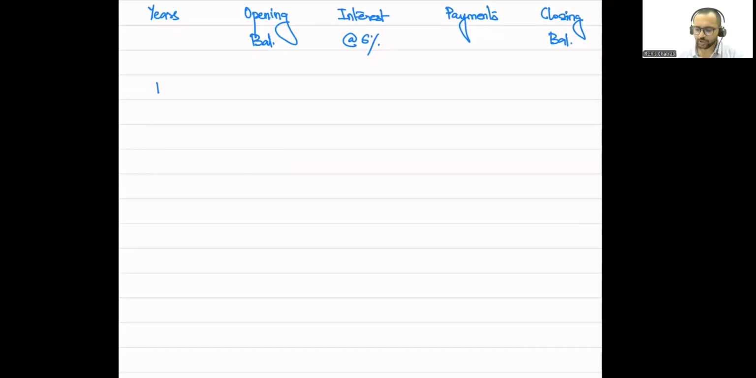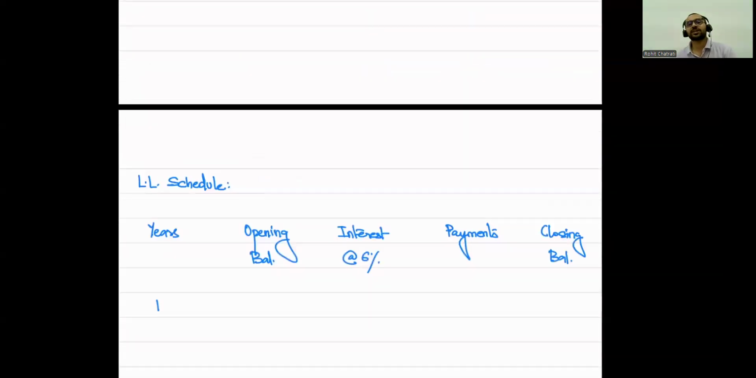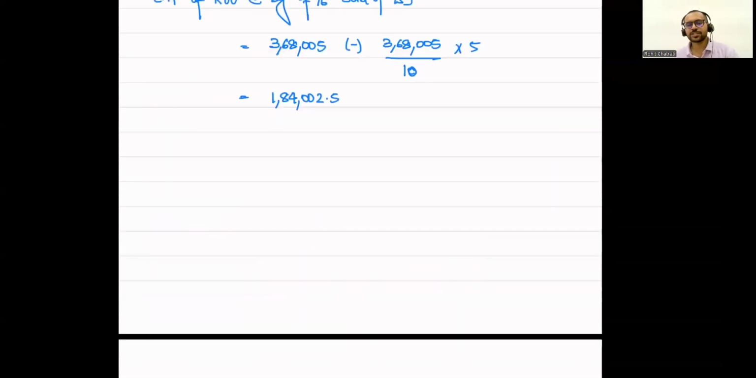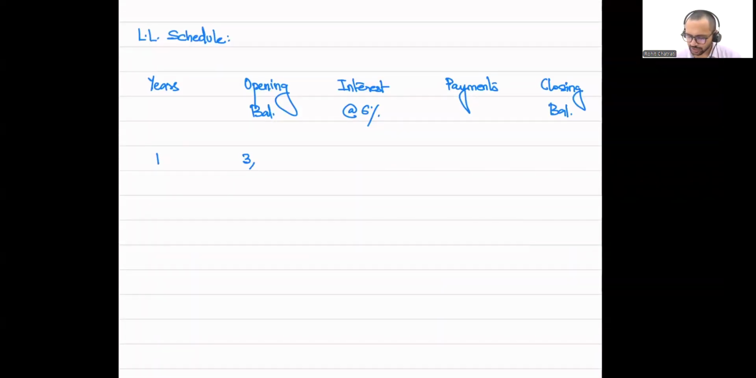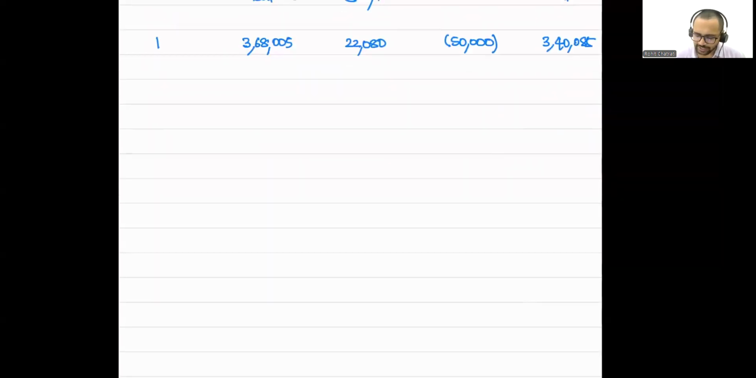So let's start plotting all these values. For year one, the opening balance is nothing but the amount at which we recognized the ROU asset and lease liability, which is 3,68,005. I charge interest at the rate of 6%, so that will be 368,005 multiplied by 6%, which is equal to 22,080. I'm skipping the decimals for the sake of convenience. And then I have a payment of 50,000, which reduces my lease liability. So it will be 3,68,005 plus 22,080 less 50,000, which is 3,40,085.